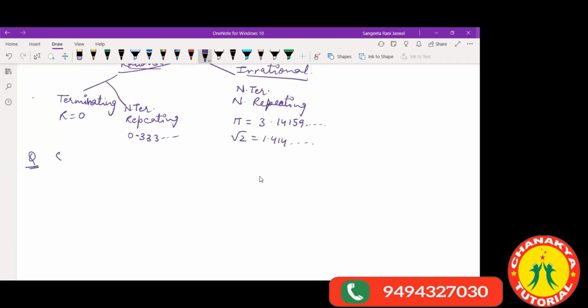Now, let's take a question. Show that 0.333, a very common number, with a decimal point, is a rational number. How will you show this? Let's do this now.